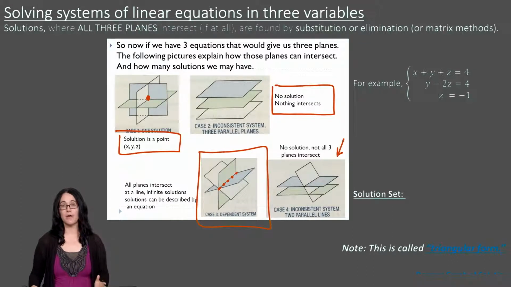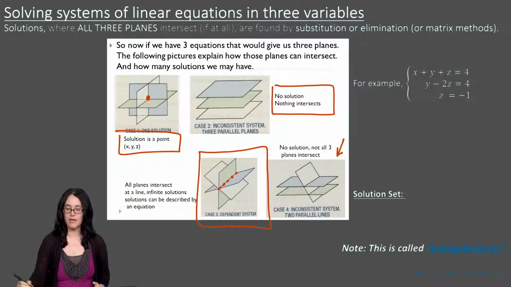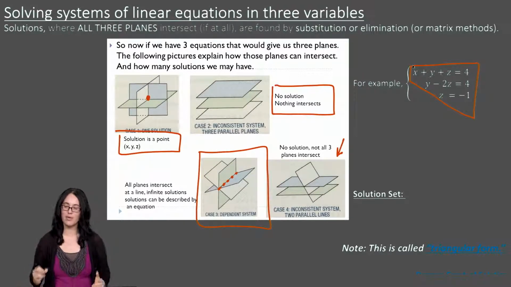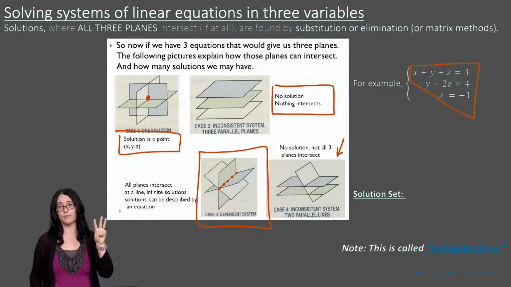Now this type of situation with 3 equations and 3 unknowns is very special because it actually appears almost like a triangle. So we call this triangular form. It's not quite a perfect triangle, but visually it almost appears to be that, in the sense that in the first equation we have 3 unknowns, in the second just 2, and in the third just 1.